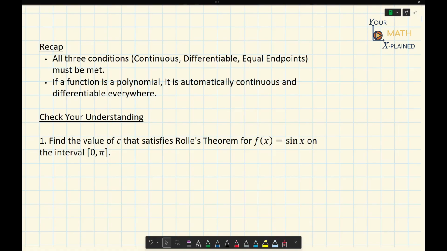And now it is your turn to give this a try. Can you find the solution to the problem on the screen here?